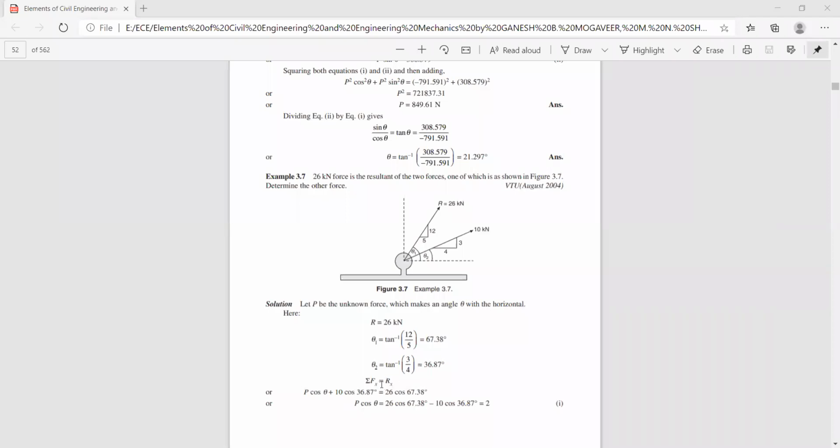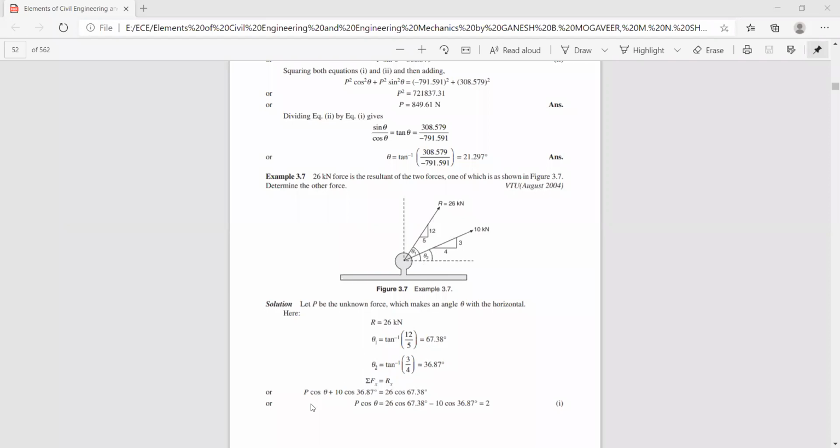Now here, sigma F of x, that is sum of the horizontal components, should be equal to the horizontal component of the resultant. Here the resultant is not acting along x-axis or y-axis, correct? It is making an angle of theta 1 with respect to the x-axis. So hence sigma F of x should be equal to the horizontal component of the resultant.